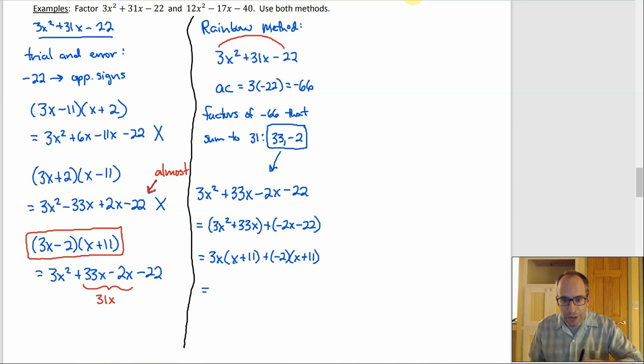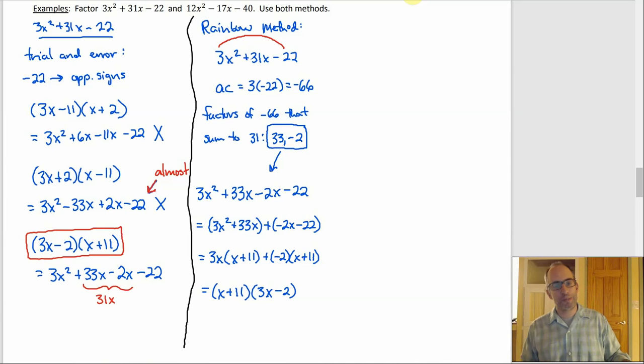And then you can factor out that x plus 11. And what you're going to be left with is 3x plus negative 2, which most people just call 3x minus 2. And then, oh, look, it's the exact same answer. So yeah, it works, right? So either way would be fine. With this particular one, like for me personally, I'd probably be doing the trial and error just because that 3 is prime and then the 22 doesn't have a lot of factors. But the rainbow method's not that long, right? I mean, it'll work. For that other one, I'm going right to the rainbow method.